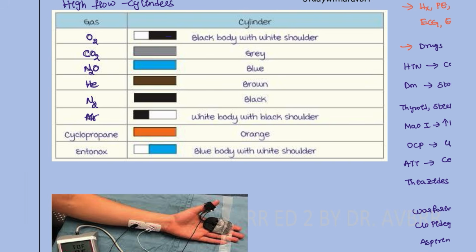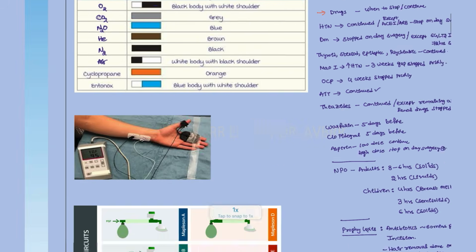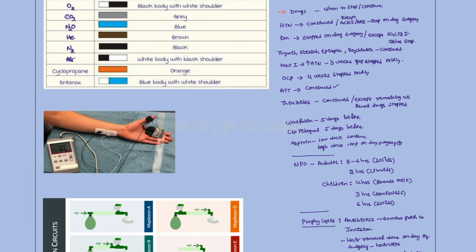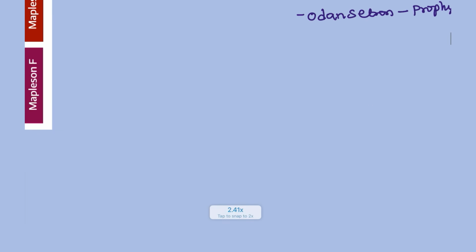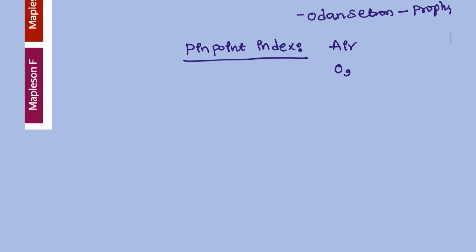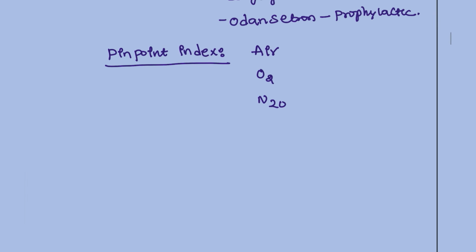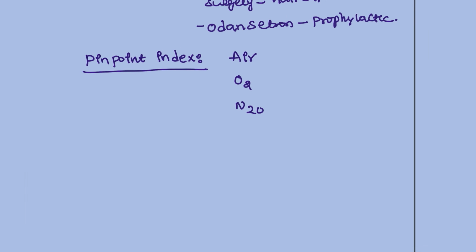Next, an important point to remember is the pin index. The pin index can also be asked in the examination. So what is this pin index, guys? The pin index is different for each gas. For example, take air, oxygen, nitrogen. To prevent wrong connections between each other, we have to use this pin index. Everything has its specific pins. Remember it this way so that you cannot forget in the examination: 5, 5 and 5. This is for air, oxygen and nitrogen.